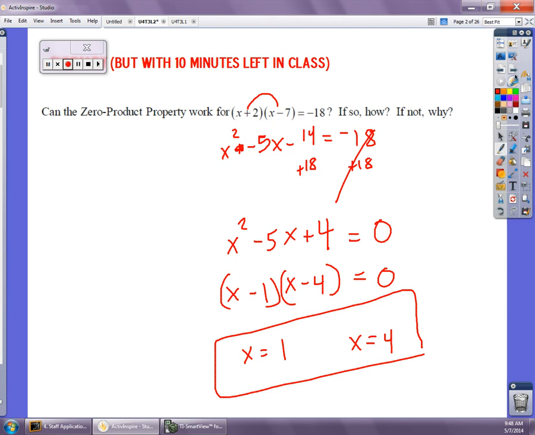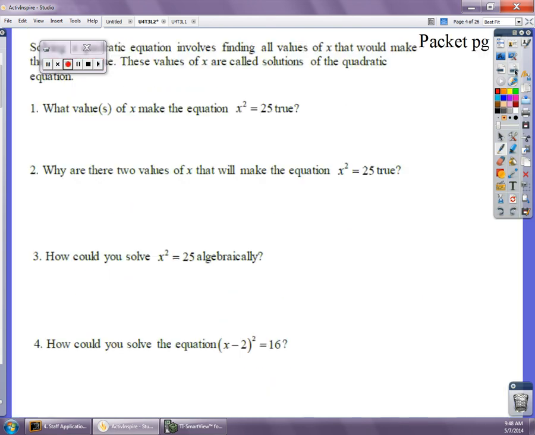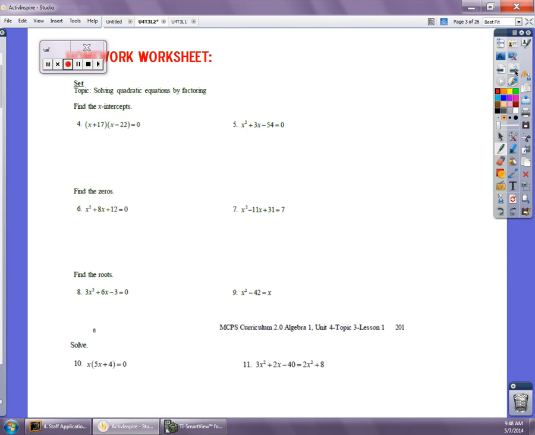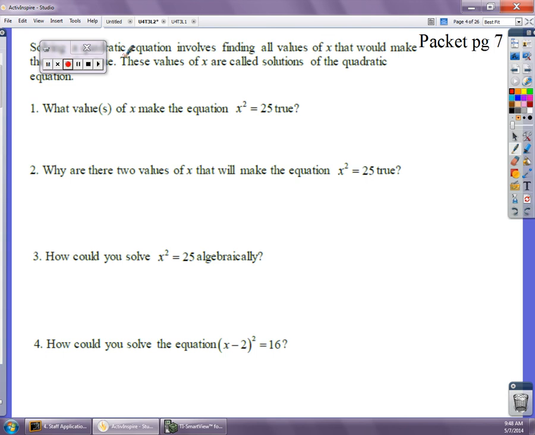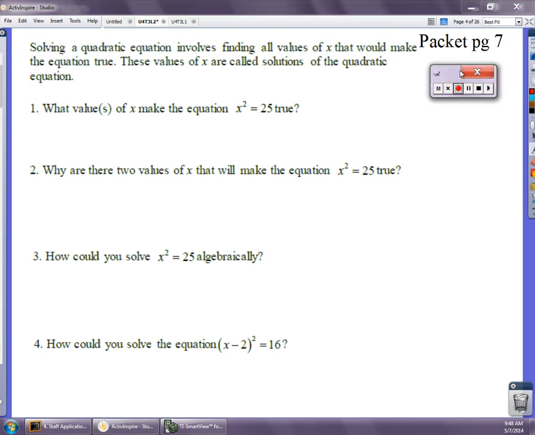All right, so lesson 2 starts off with, well, actually, this was the homework, which we went over in class. And if you have any questions on that, we're happy to go over it. Here is packet page 7. Basically, it says that when solving a quadratic, you have to find all the values of x that would make the equation true.